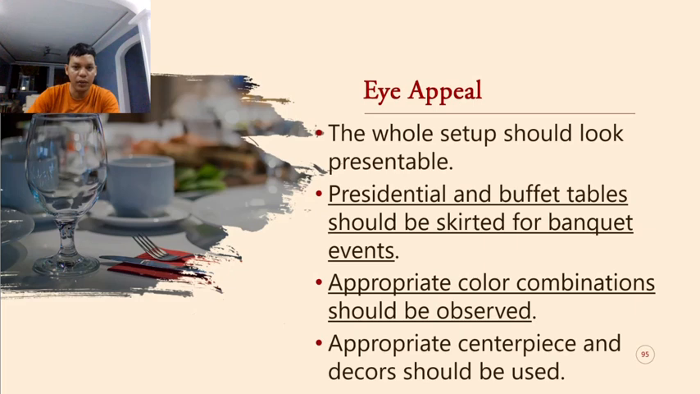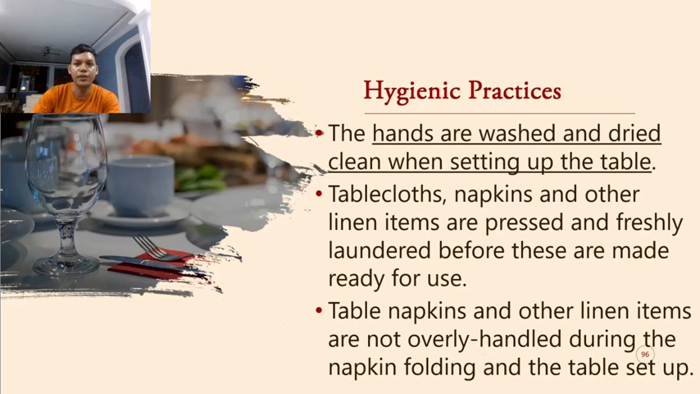Next, eye appeal. The whole setup should look presentable. Presidential and buffet tables should be skirted for banquet events. That's why you also need to undergo some practice or skills in table skirting. Appropriate color combination should be observed. So if there's a dark color, it has a combination with a light color. And appropriate centerpiece and decor should be used.